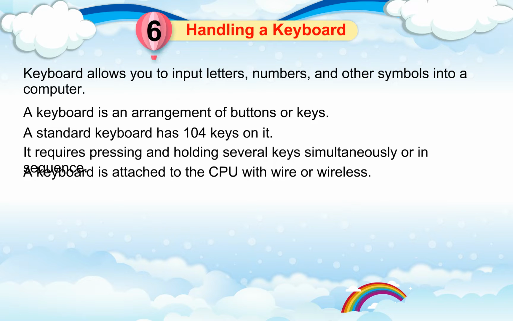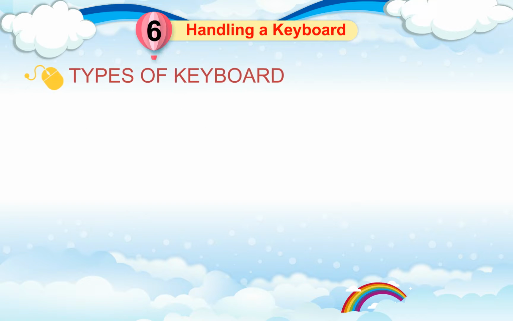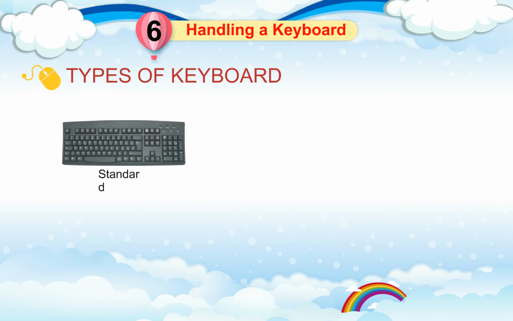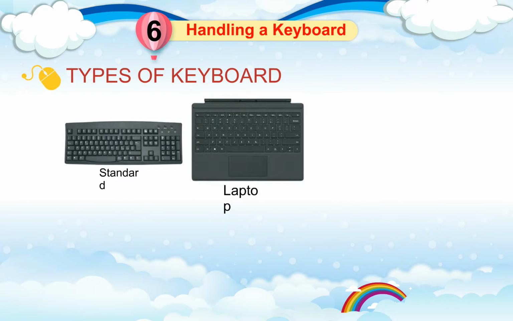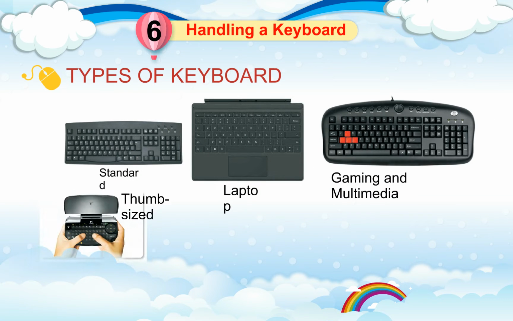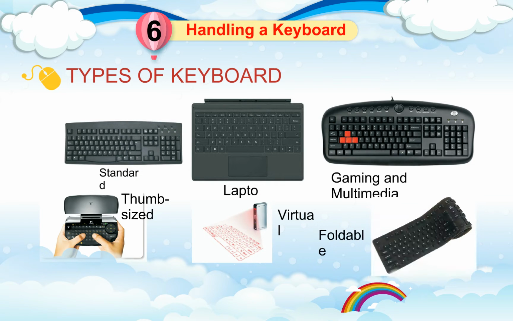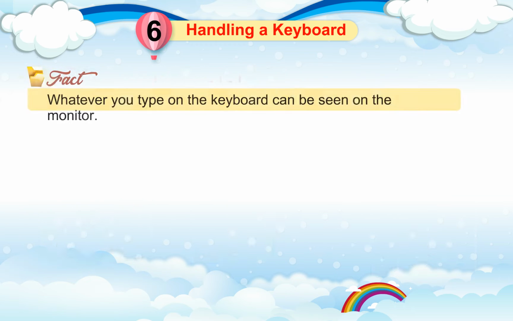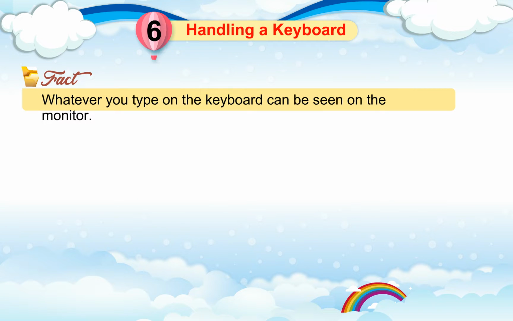A keyboard is attached to the CPU with wire or wireless. Types of keyboard: standard, laptop, gaming and multimedia, thumb-sized, virtual, foldable. Fact: whatever you can type on the keyboard can be seen on the monitor.